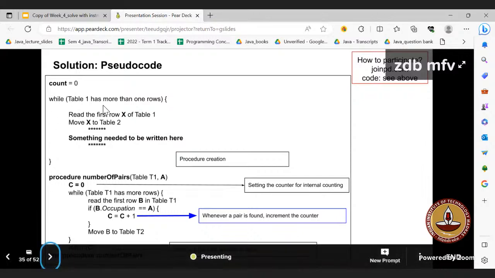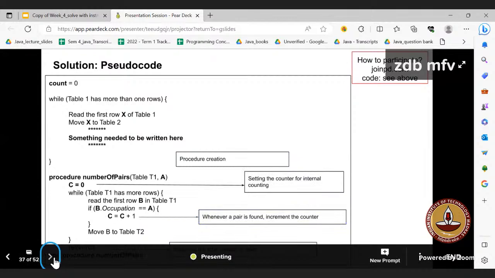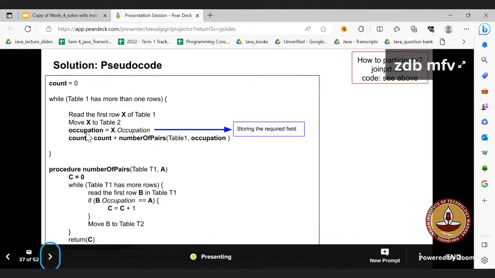That's why this should be in the while loop. While table 1 has more rows, you will read the card, enclose the information in X, and pass it to the procedure. The procedure will take the remaining rows of your table and the occupation to be compared with, and it will start with 0. If the occupation is the same, it will increment the count, and then move to table 2. And then finally we will pass this C. Moving all rows from table 2 to table 1 should happen here. Occupation equal to X dot occupation.